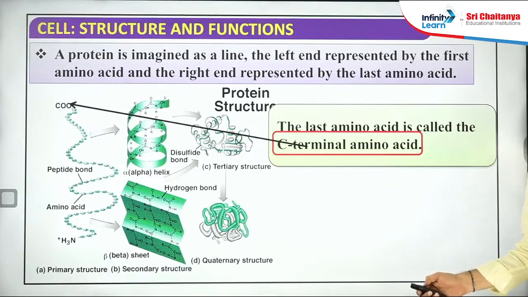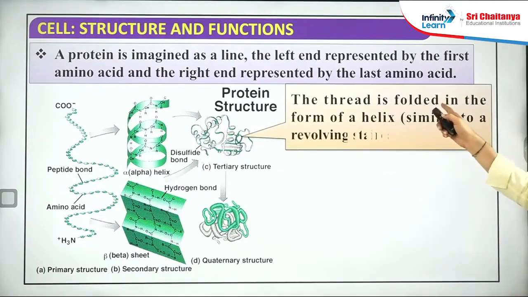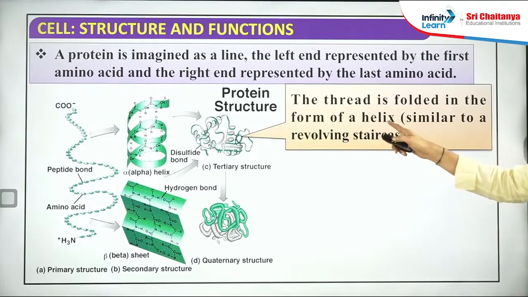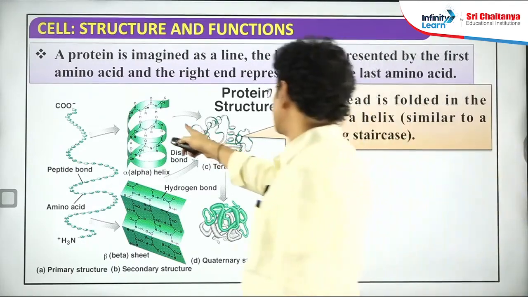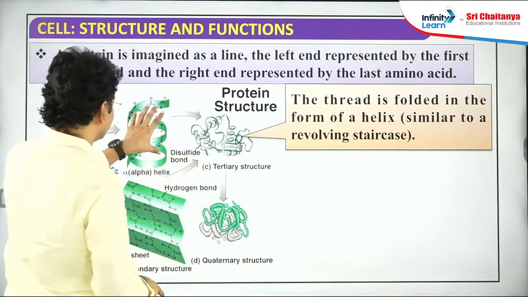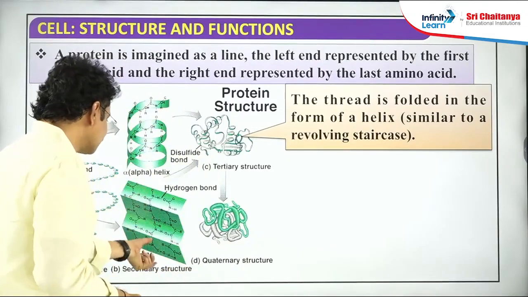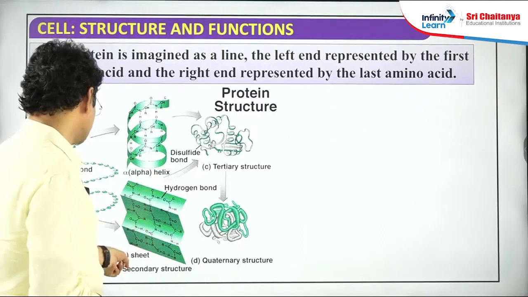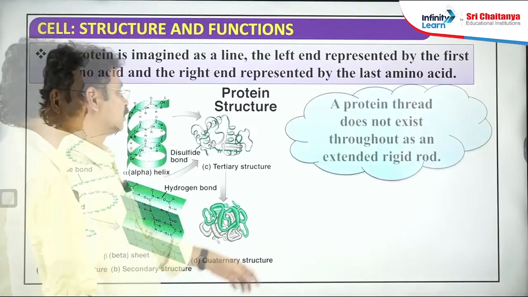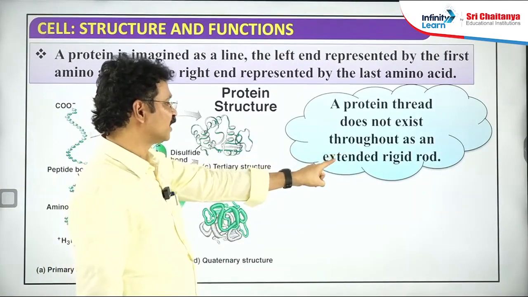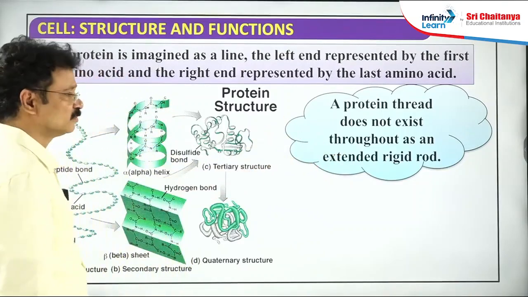Primary structure of polypeptide chain. The thread is folded in the form of a helical form to form alpha helical secondary structure. Sometimes it may turn into pleated like foldings. It is a beta pleated sheet form. Protein doesn't exist throughout as an extended rigid rod.